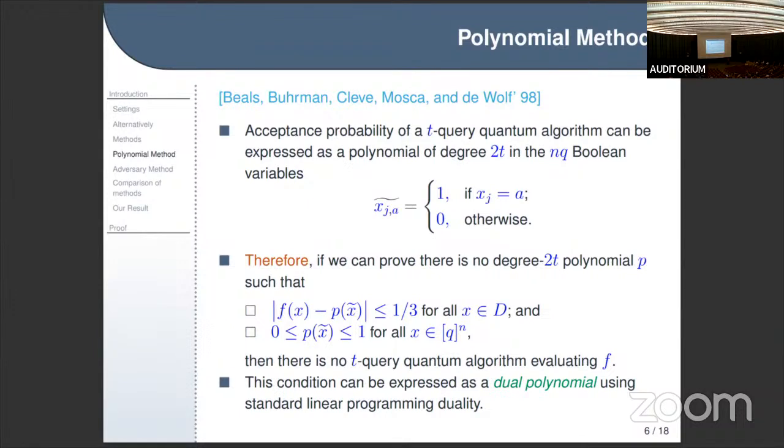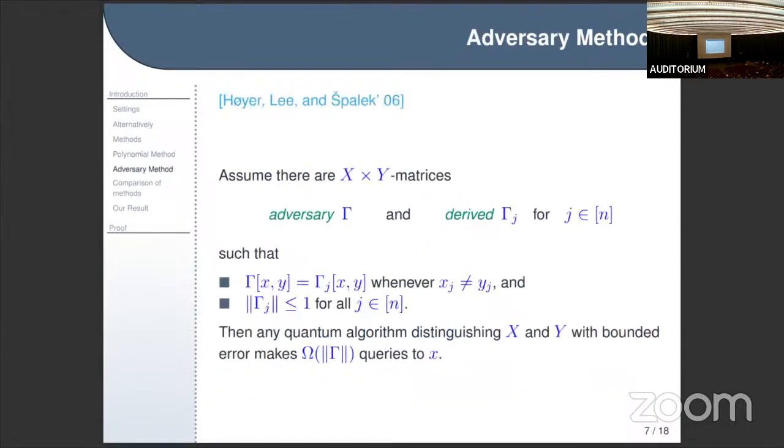And this condition here can be expressed as a dual polynomial using standard linear programming duality. I will come back to dual polynomials shortly. And the second method is the adversary method, the so-called general adversary method, a version due to Hoyer and Spalek.